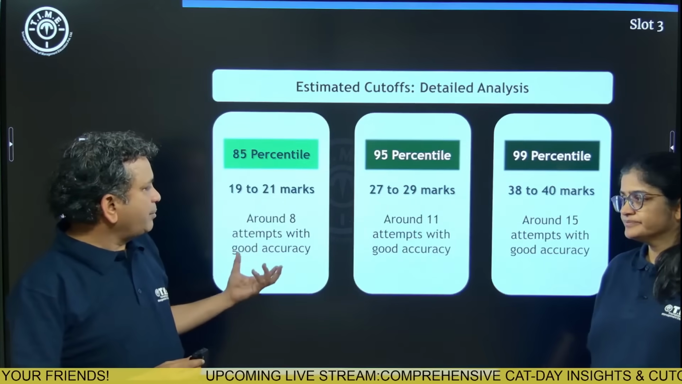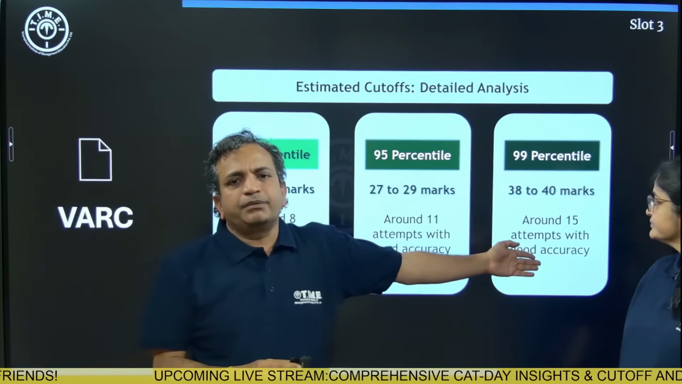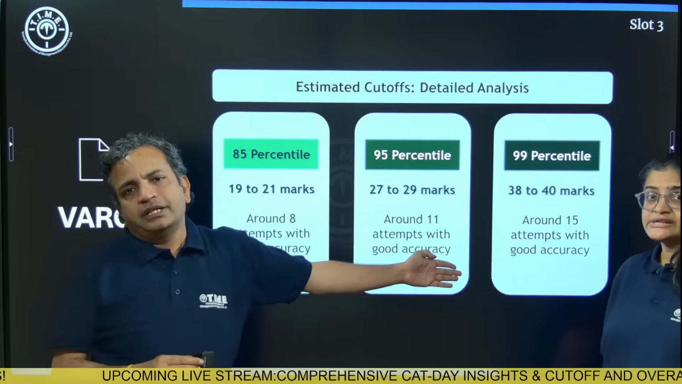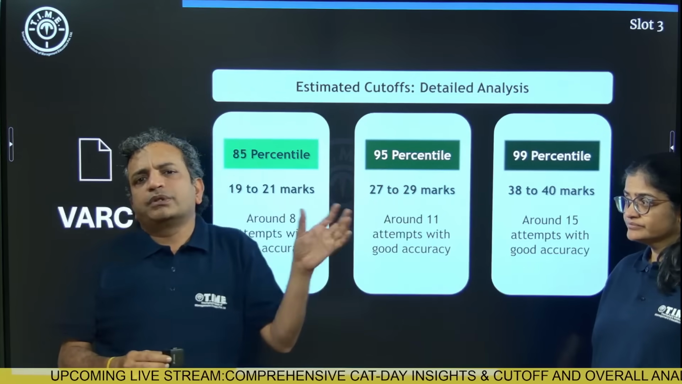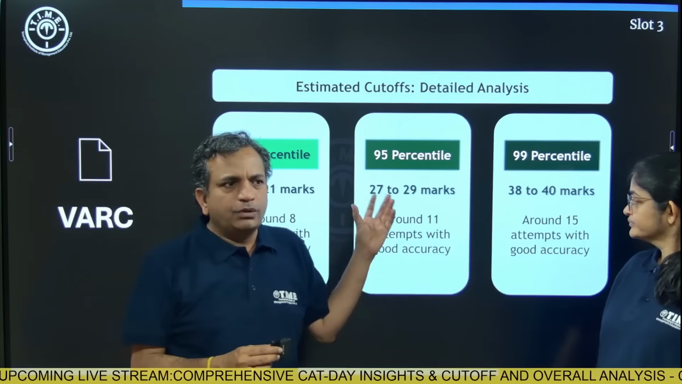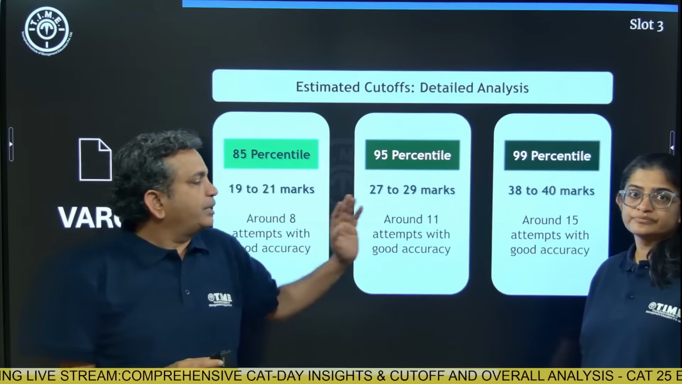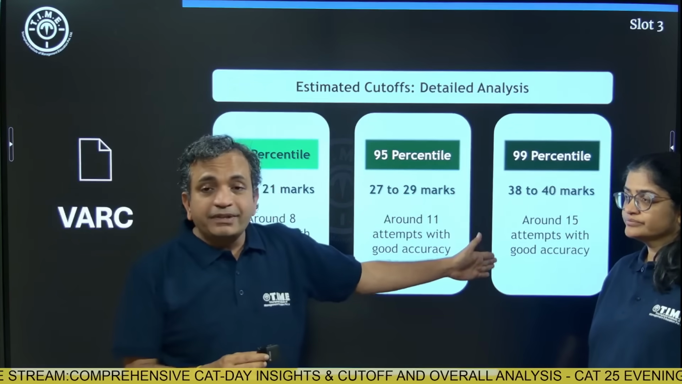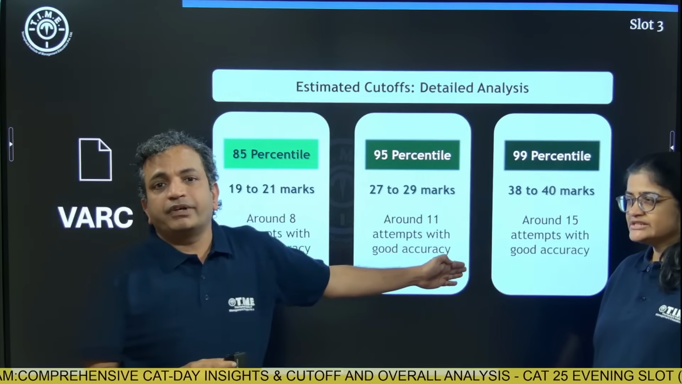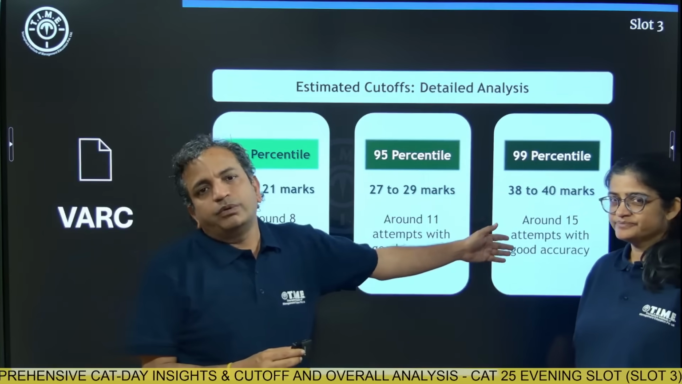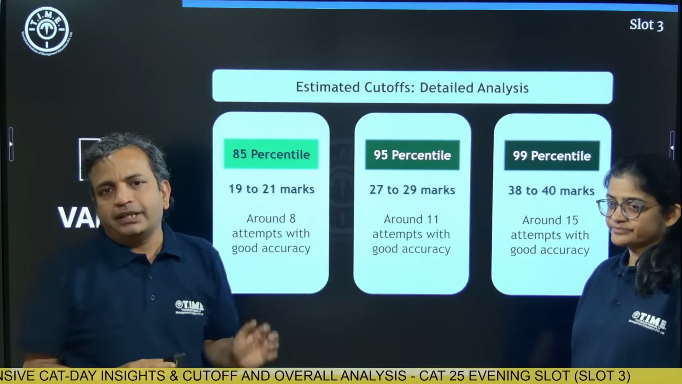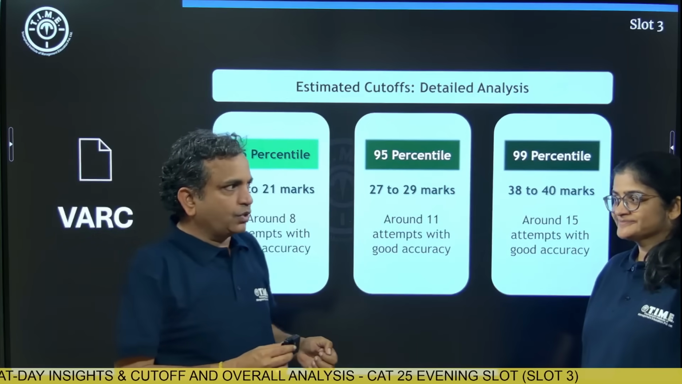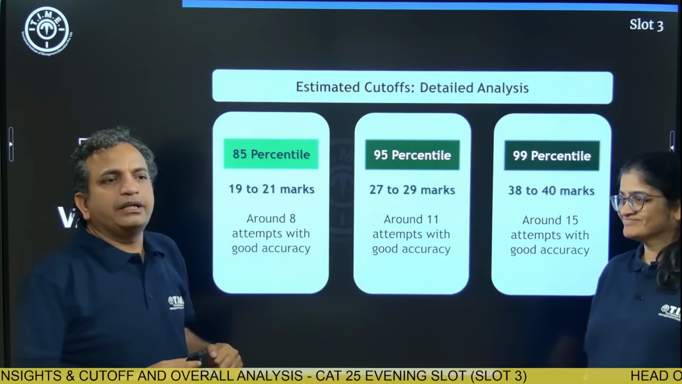In terms of number of attempts, 15 attempts out of 24. That is around 62 percent, some 2/3 of the paper basically. If you attempt 2/3 of the paper, you don't need to get everything right. Around 80, 85, 90% accuracy would get you upwards of 99 percentile. So that's what we have in verbal ability.